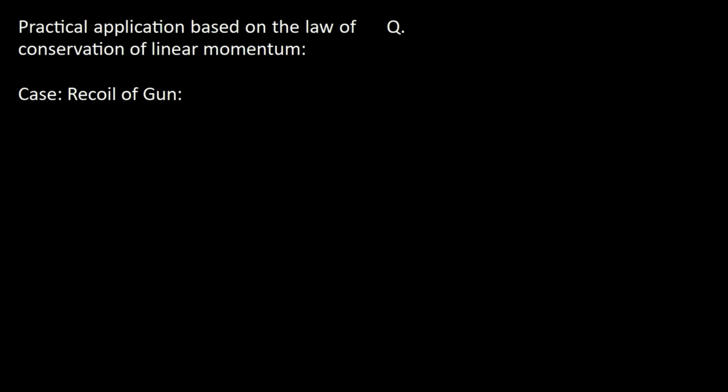So let's apply linear momentum, the law of conservation of linear momentum, and see how it's useful and understand a concept that we are familiar with. That is to do with guns and such. So first thing is, let's look at before we fire a bullet and after. Okay, before we fire a gun or a bullet, whatever that is called as.